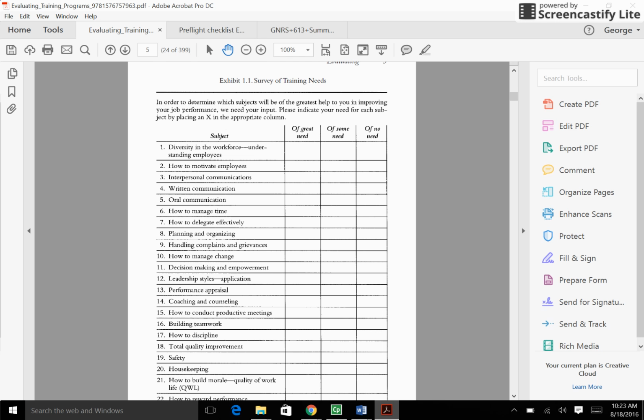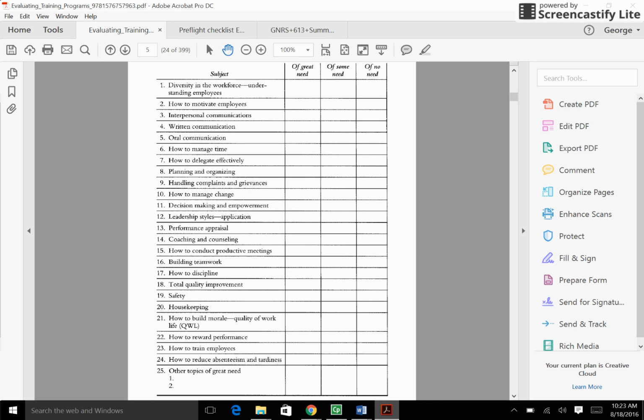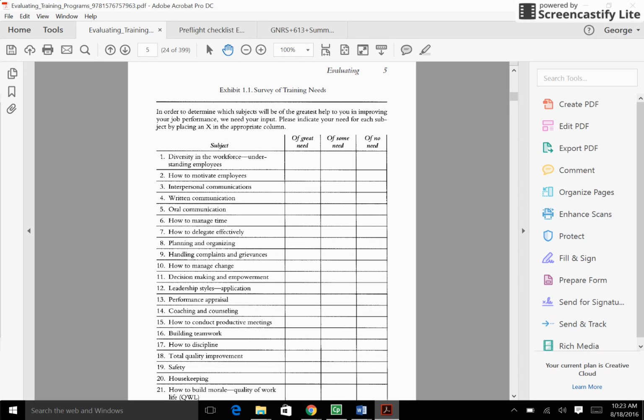Hi, now we're going to talk about a task analysis versus needs analysis. In this case, what we did in our text, Kirkpatrick was talking about management training, and he did a training needs table with great need, some need, and no need.